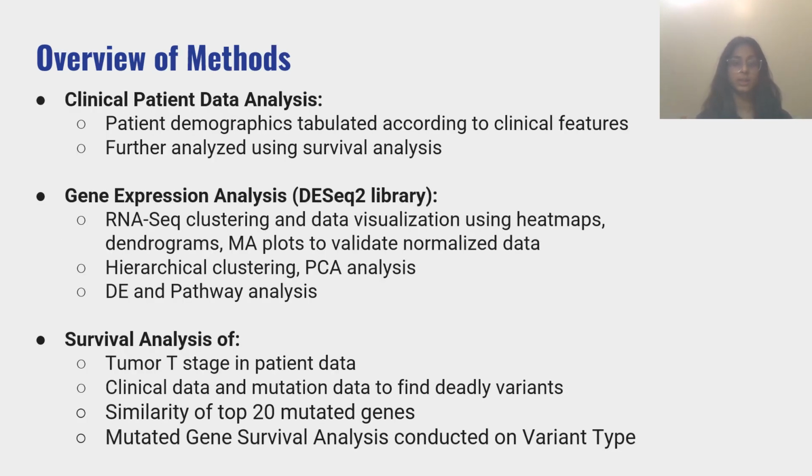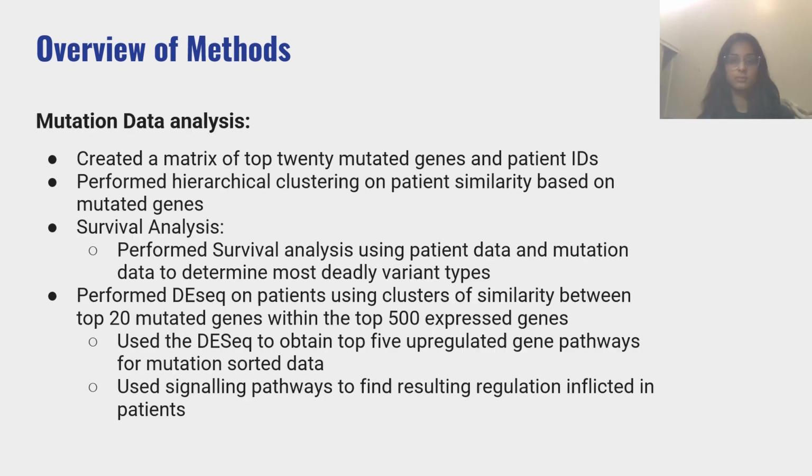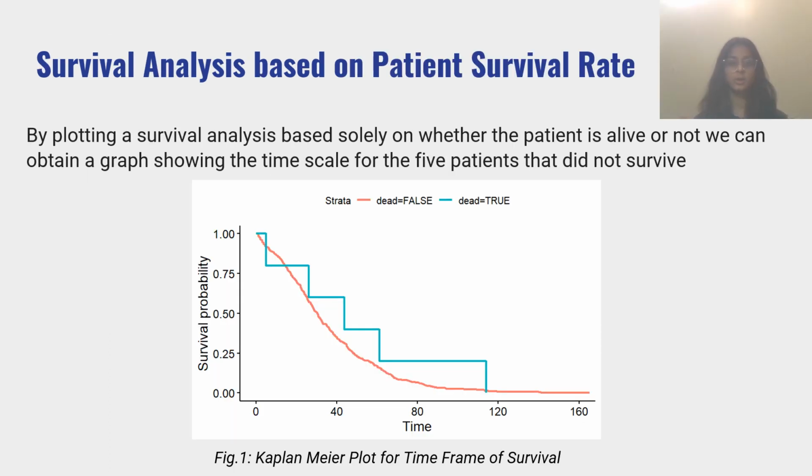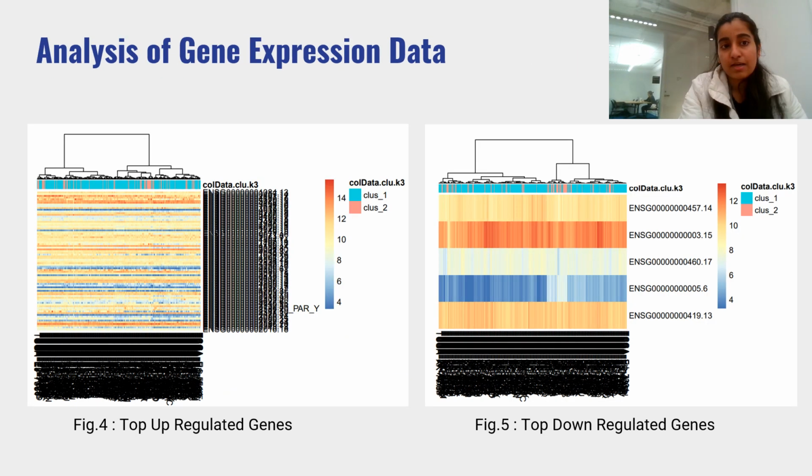First, we analyzed our clinical patient data, and then we performed a gene expression analysis of our RNA-seq data, and then we conducted a survival analysis of the following features. We then analyzed the mutation data through clustering to find relevant signaling pathways. We also plotted a survival analysis plot based on the patient survival status, which showed that 5 patients did not survive. We start our analysis on the RNA-seq data by applying the Ward clustering method.